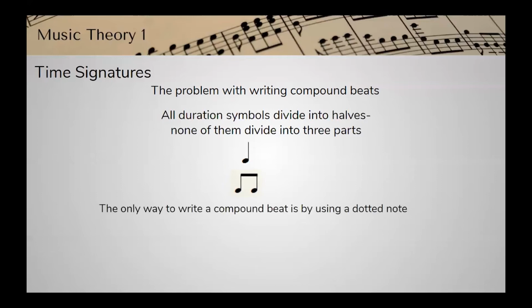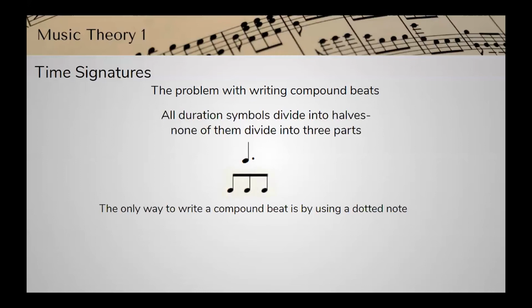Well, for a compound beat, we need to divide that quarter note into 3 parts. And it can't just be 3 eighth notes, because eighth plus eighth does not equal a quarter. So we have a math issue here where we don't really have a way to divide that quarter note into 3 equal parts unless we add a dot. So if we add a dot to a quarter note, that adds half of the value to the total length of that note. So now this dotted quarter note is actually equal to 3 eighth notes.